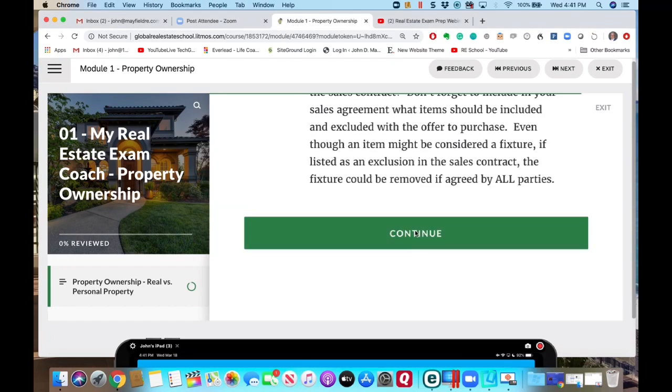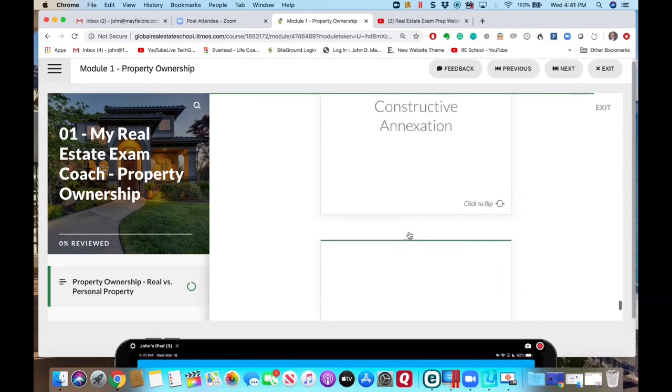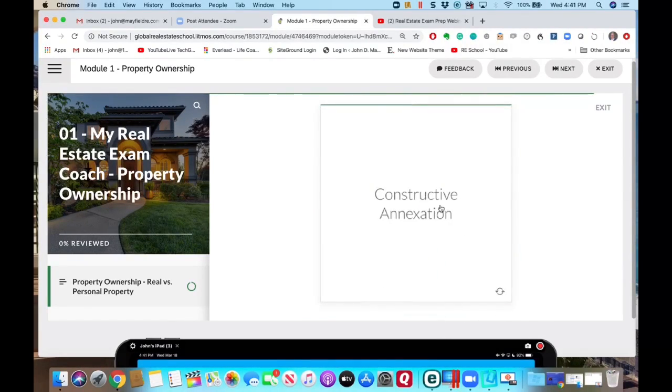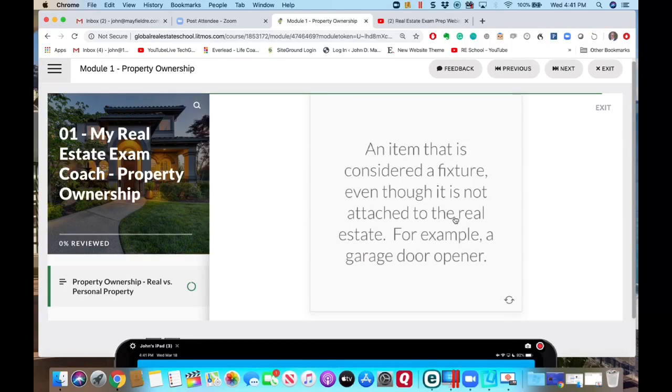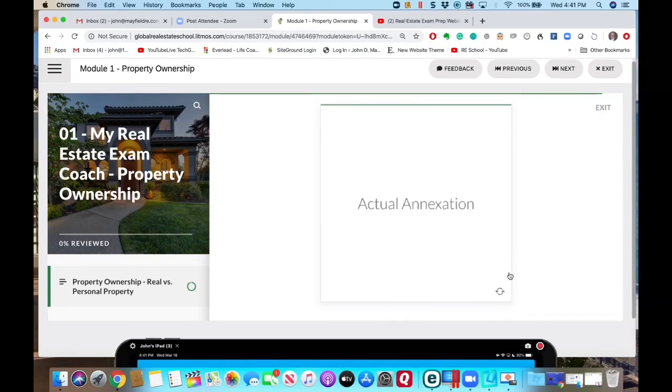All right, moving on. These were a couple of definitions I saw in some terminology. Constructive annexation is really when you take curtain rods and you put those up. That would be the correct definition. Actual annexation goes more like a garage door opener. It's an item that's considered a fixture even though it's not been attached to the real property. And you could see a question regarding actual annexation. Again, that's just something like your garage door opener, the key to your house.